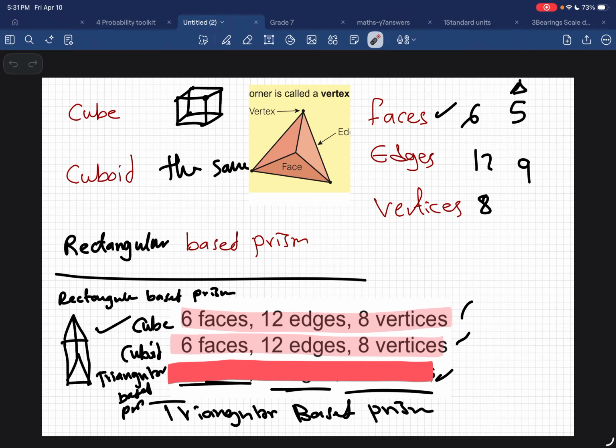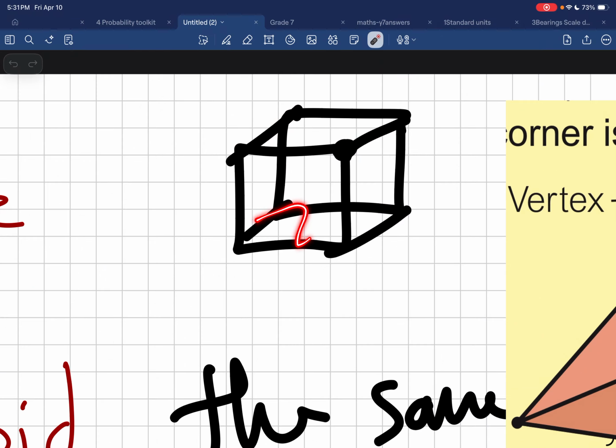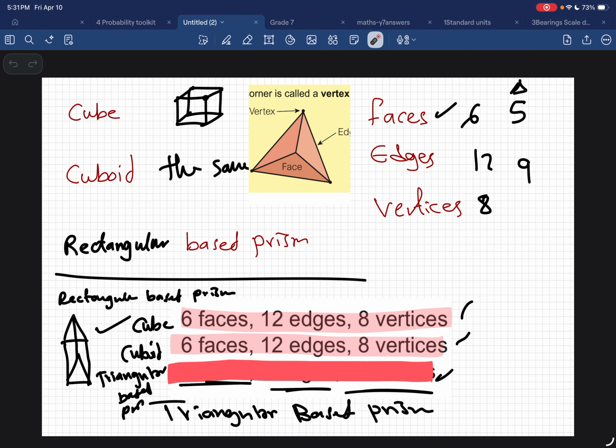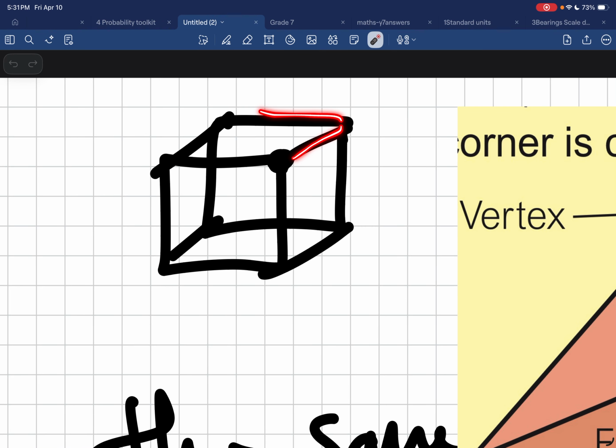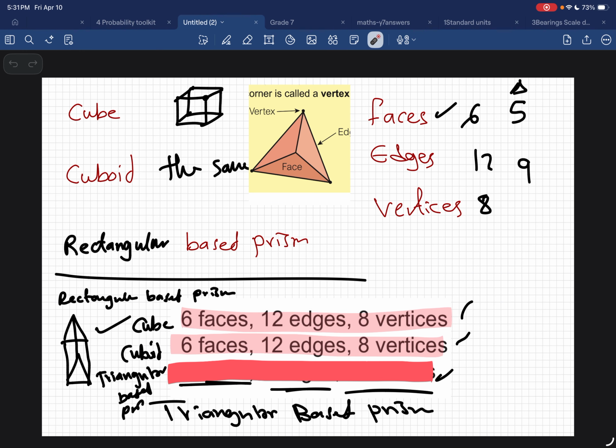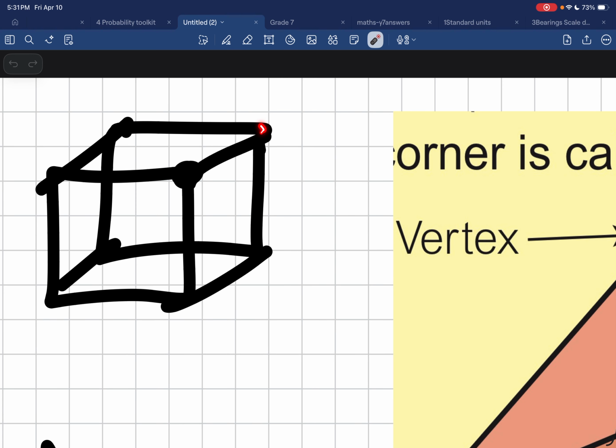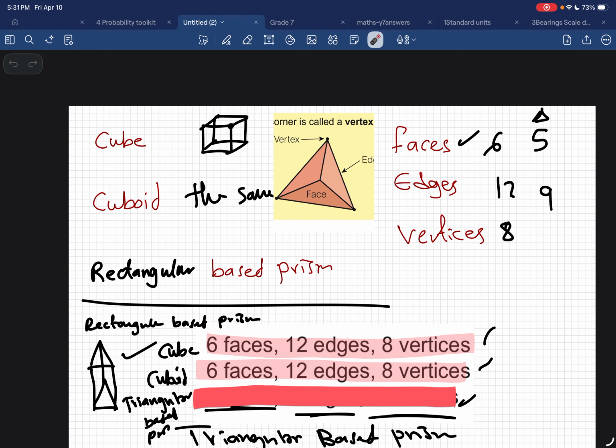So we have 1 face, 2 faces, 3, 4, 5, and 6, right? So we've got 6 faces, as you can see here, guys. We're going to have 12 edges: 1, 2, 3, 4, 5, 6, 7, 8, 9, 10, 11, 12, right? So we have 12 edges. Vertices, we're going to have 8 vertices: 1, 2, 3, 4, 5, 6, 7, 8. As you can see, guys, it also works for the cuboid.